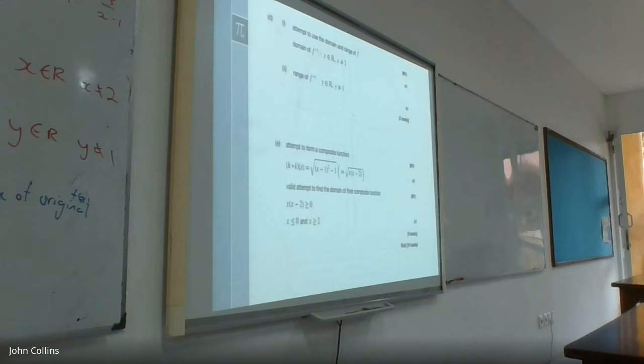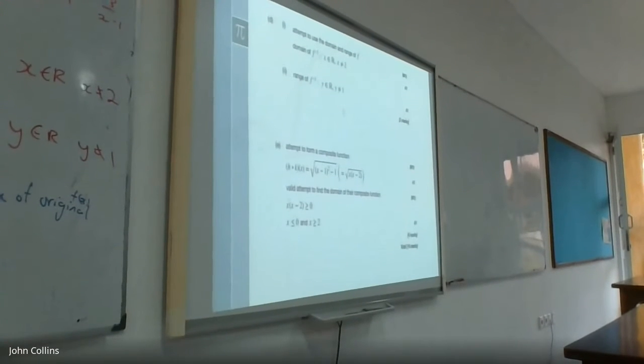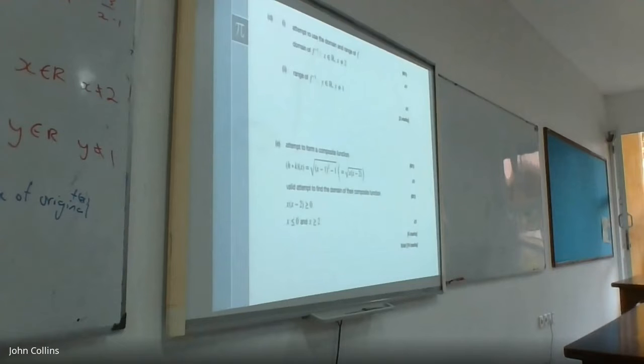Okay, and there were no real attempt marks for that, were there? Attempt to form. Oh, you did get attempt marks if you just did this. So you got 2 of the marks if you managed to do that, and 1 mark each plus 2. Okay.